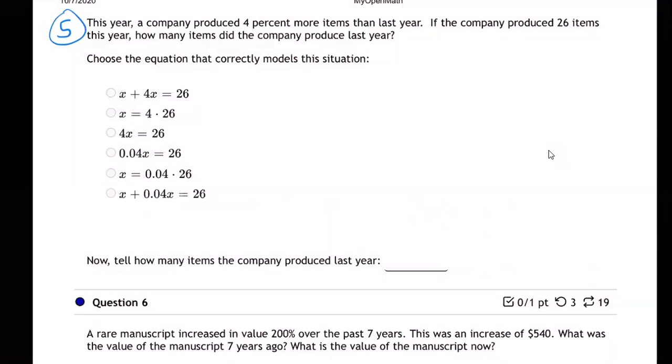So number 5 here. This year, a company produced 4% more items than last year. If the company produced 26 items this year, how many items did the company produce last year? Okay, so first off, they're asking us which equation will help us solve this problem, and then at the bottom, they want the actual answer to the problem.